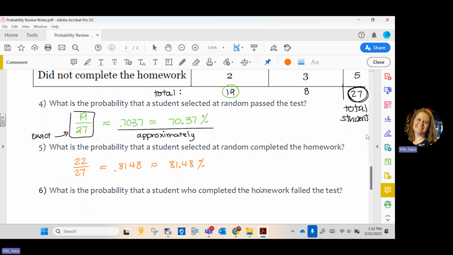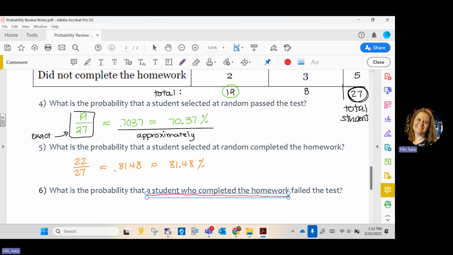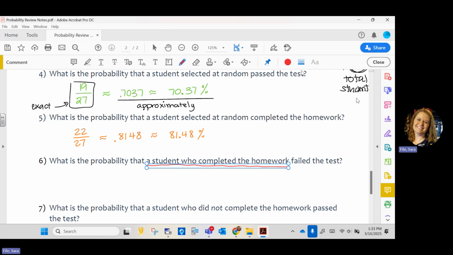Now they want to know the probability that a student who completed the homework failed the test. So now we're not going out of the total number of students. Up here, it said a student selected at random for these first two examples. Now it said a student who completed the homework, so we're only looking at the students who completed the homework. How many students completed the homework? 22, right? So out of those 22, what's the probability that they failed the test?